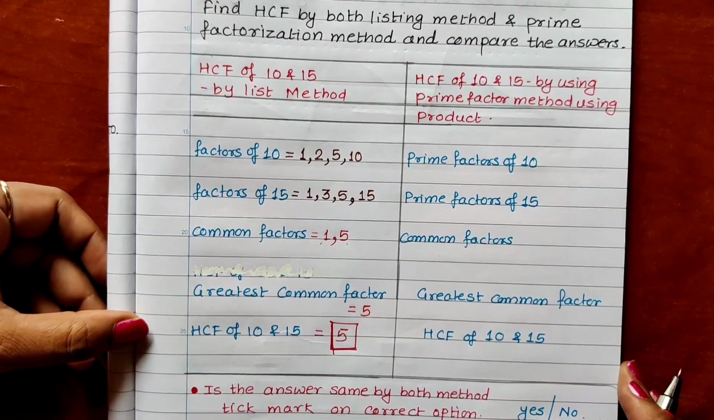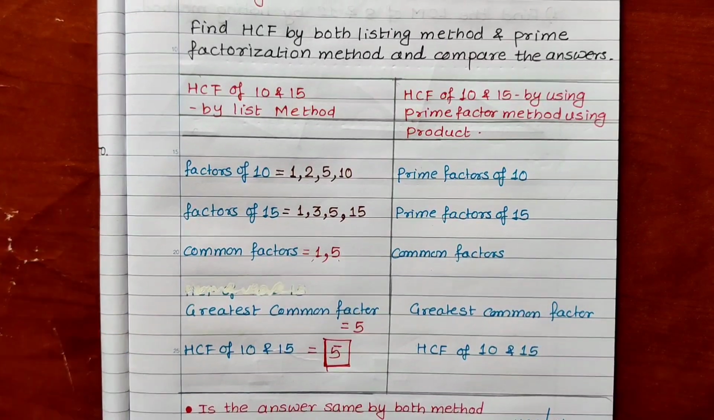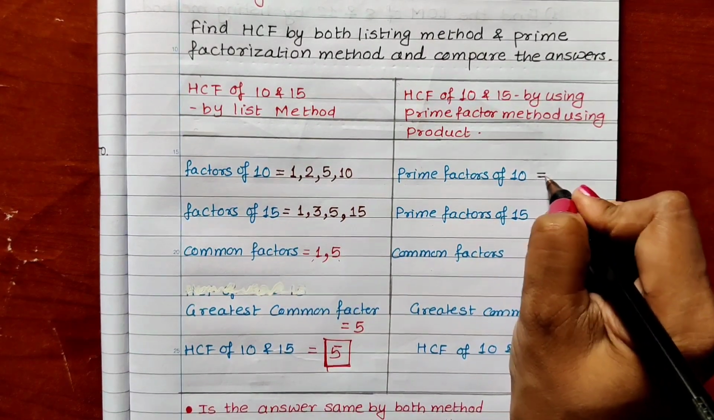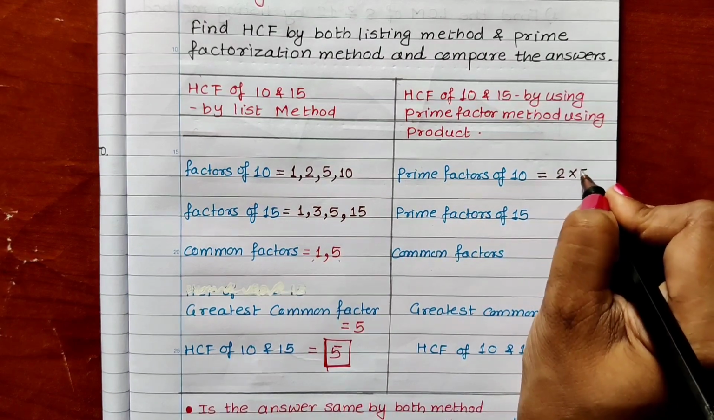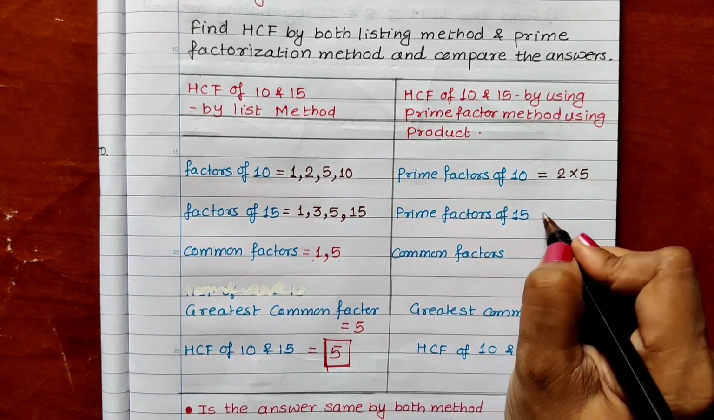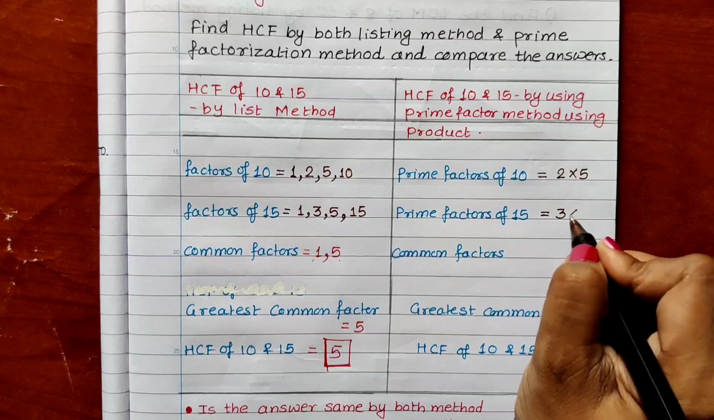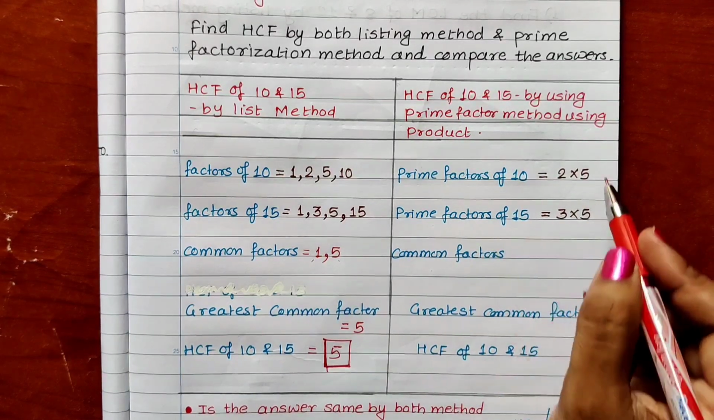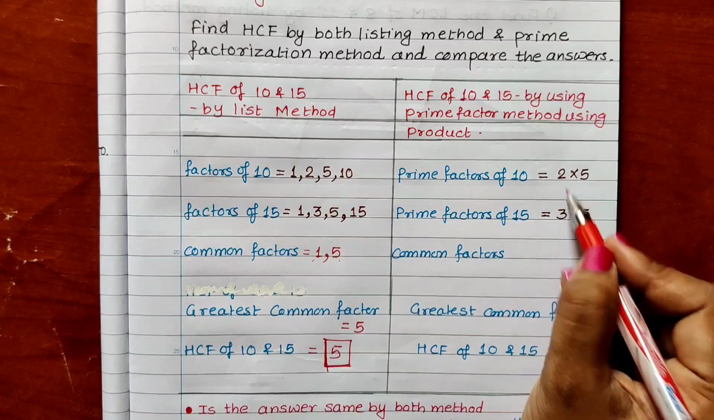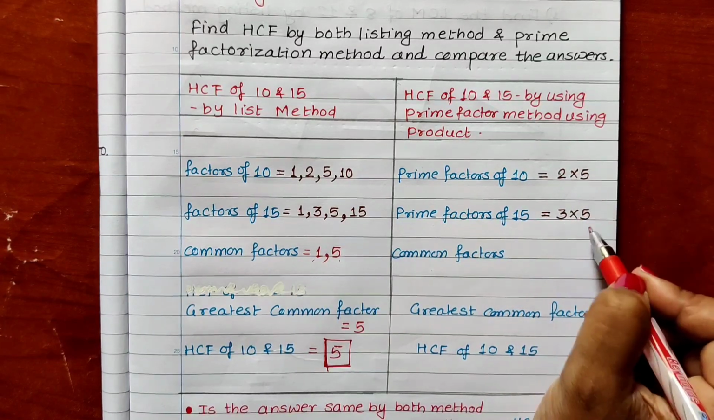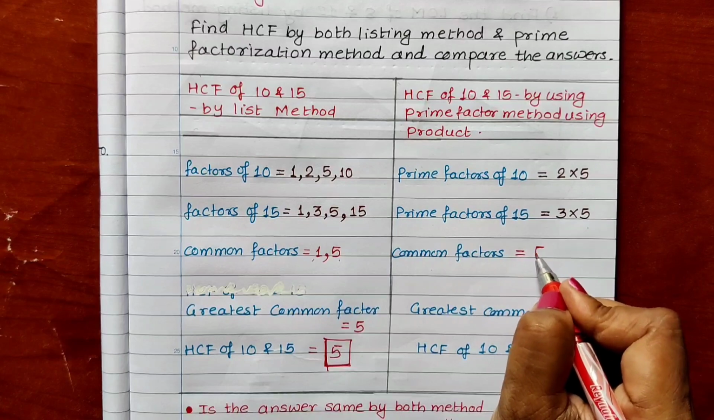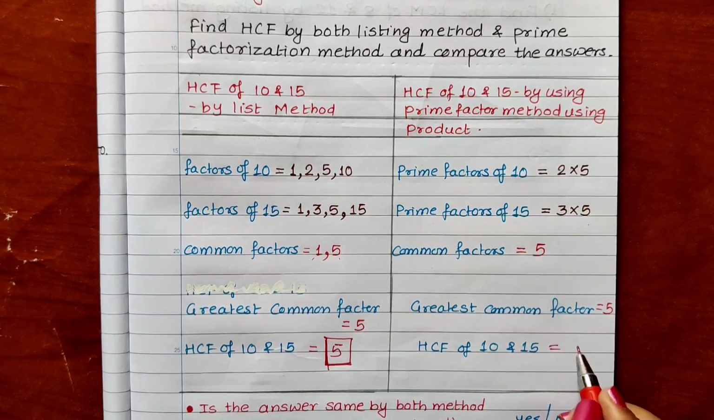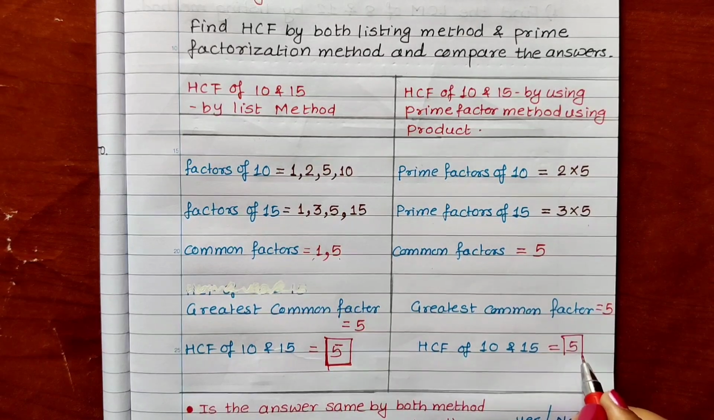Now the same thing we will do for prime factors. So let us solve it by prime factors. Prime factors of 10 are 2 into 5. 2 5s are 10. Prime factors of 15 are 3 into 5. 3 5s are 15. Okay. Now, which is the common factor between these? 2 and 3 are not common. 5 is common. So the common factor is 5. The greatest common factor is also 5 and the GCF is also 5.